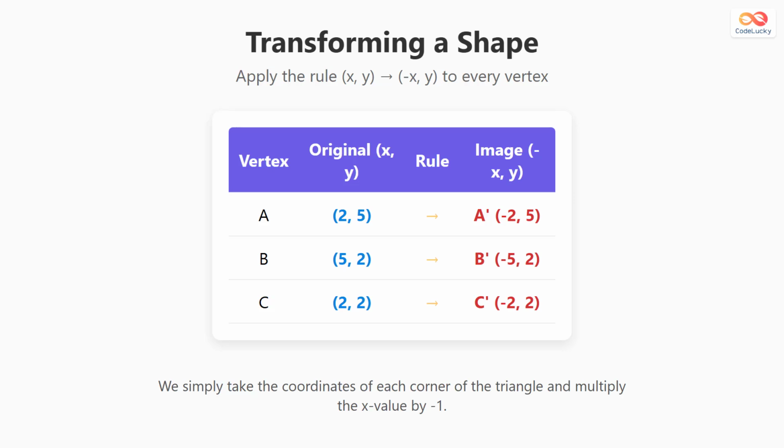Now let's reflect an entire shape, like a triangle. We do this by applying our rule to every single corner or vertex of the shape. For triangle ABC, we take every x-coordinate and multiply it by negative 1 to find the new coordinates for A prime, B prime, and C prime.